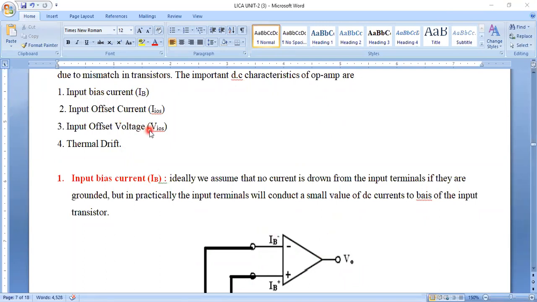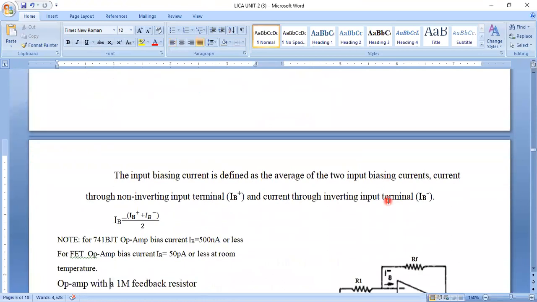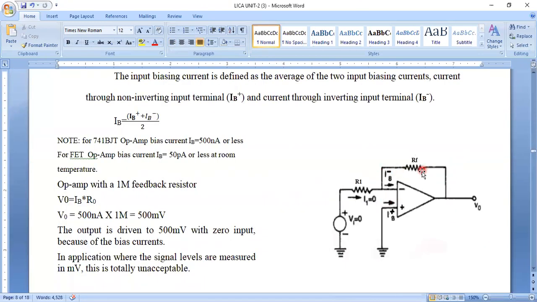We discussed both characteristics in open loop condition, but in a practical operational amplifier we connect a feedback. We have seen the figure in the last class. A feedback resistance is connected to the negative, inverting terminal, in a closed loop manner, which offers proper stability. The biasing current IB minus flows through the inverting terminal, and the biasing current IB plus flows through the non-inverting terminal.